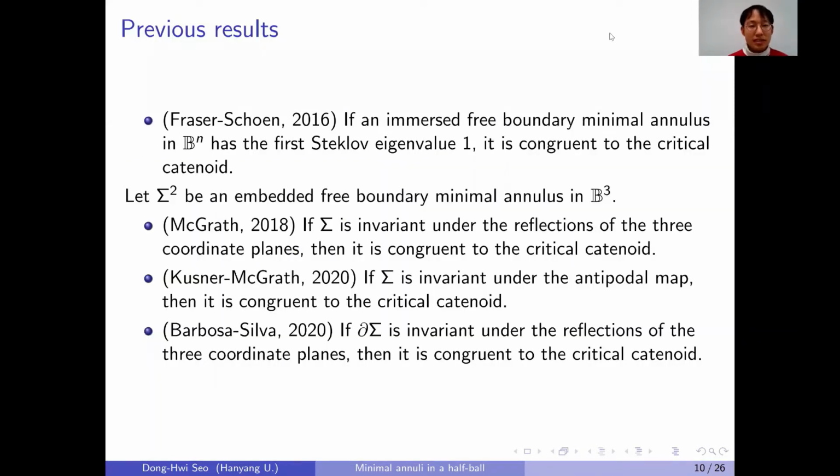Using this relation, researchers have obtained several uniqueness theorems for free boundary minimal annulus in a Euclidean ball. In 2016, Fraser and Schoen showed that if an immersed free boundary minimal annulus in an n-dimensional Euclidean ball has first Steklov eigenvalue 1, then it is congruent to the critical catenoid.